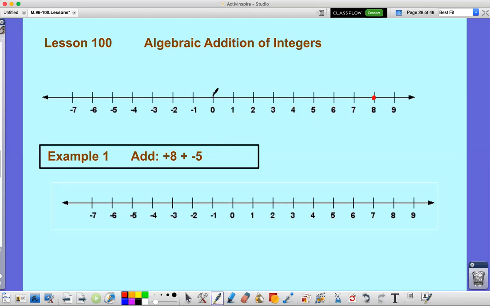Positive 8 starts from here, and it goes all the way to this point right here. And then if you're going to go negative 5, that's just 1, 2, 3, 4, 5. And that's where you end up. This was the negative 5 right here. This was the positive 8. And where do you end up? Well, you can see it very clearly there. This would equal a positive 3 or just 3.